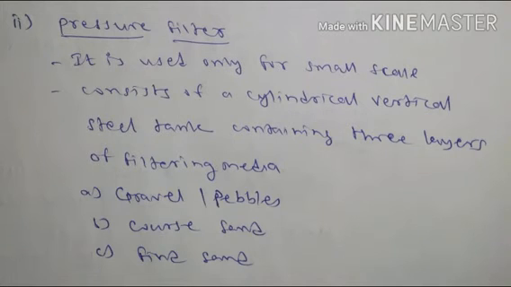Now the second type of filter is called a pressure filter. This pressure filter is commonly used on a small scale and consists of a cylindrical vertical steel tank containing three layers of filtering media, one above the other. The first is called pebbles, also called gravels, then the coarse sand layer, and fine sand.